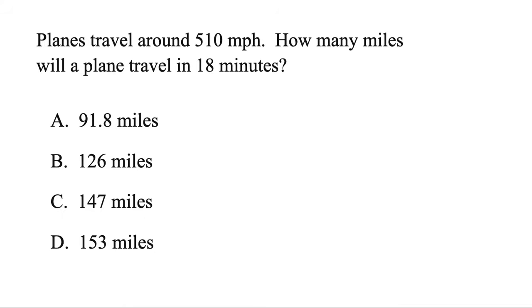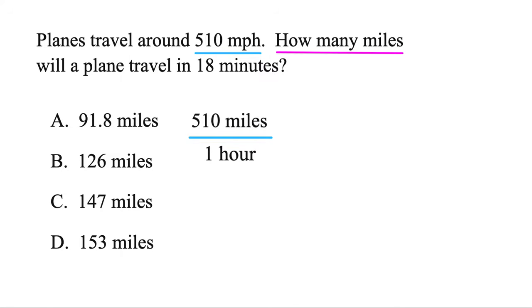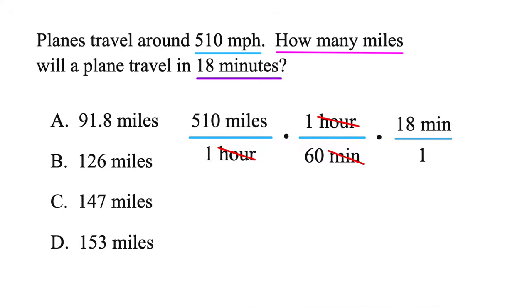Unbelievable. For this one, a plane travels 510 miles per hour, but once again, per. So let's stack them, 510 miles per 1 hour. We want to find out how many miles the plane will go, but in 18 minutes. In other words, we want to go from hours to minutes. So let's get the hours to cancel. Well, we could do 1 hour is 60 minutes, because that'll get these to go away. And then we want to incorporate the 18 minutes. But let's go ahead and put that up top, because then the minutes cancel, and it just leaves us what we're interested in, the number of miles up top.